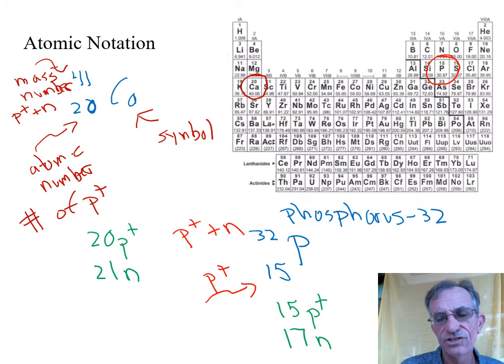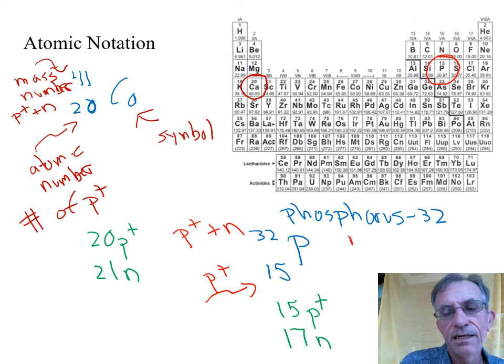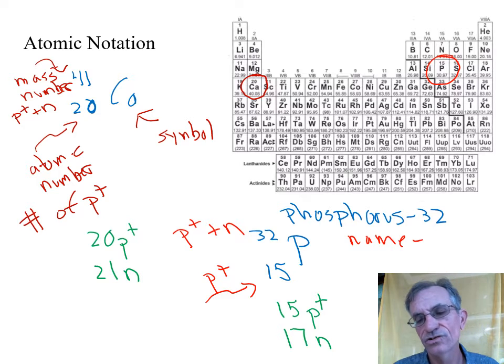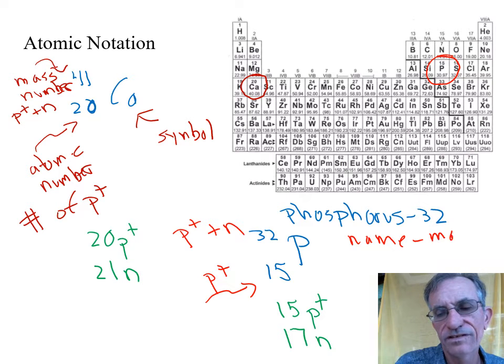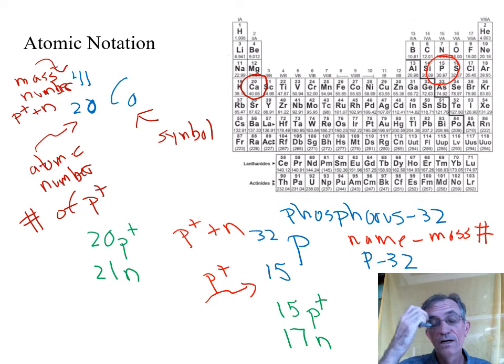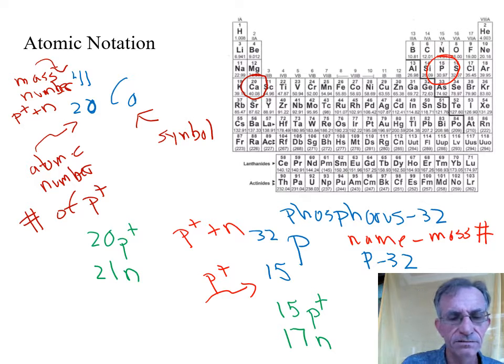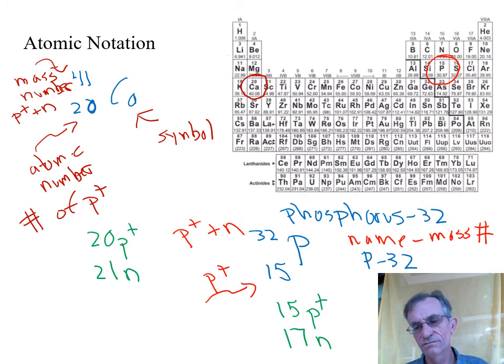So the way that works is you write the name, and then you write a dash, and then what number's after that? That's the mass number, the protons and neutrons number, the top number. You might even see it abbreviated, something like P-32. That would be another way of talking about that atom. So I could give you the atomic notation, or I could write phosphorus-32, or if I got a little lazier, I could write P-32.